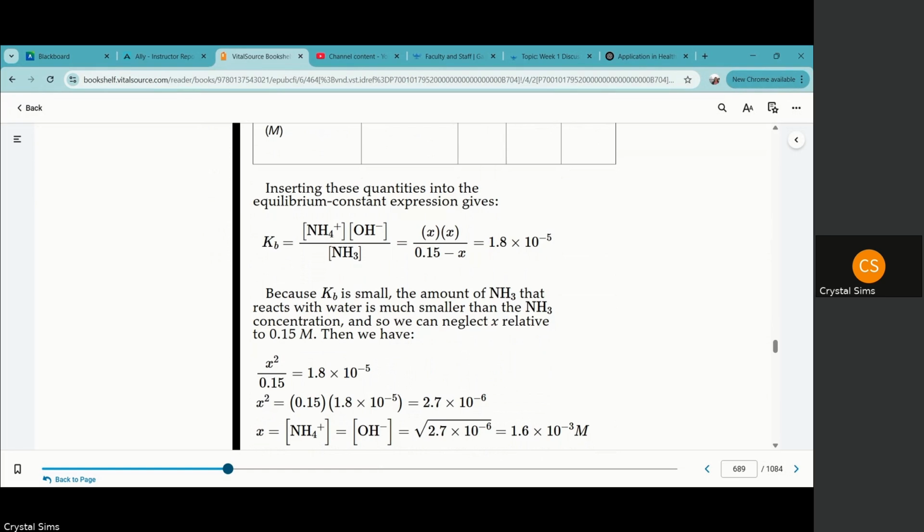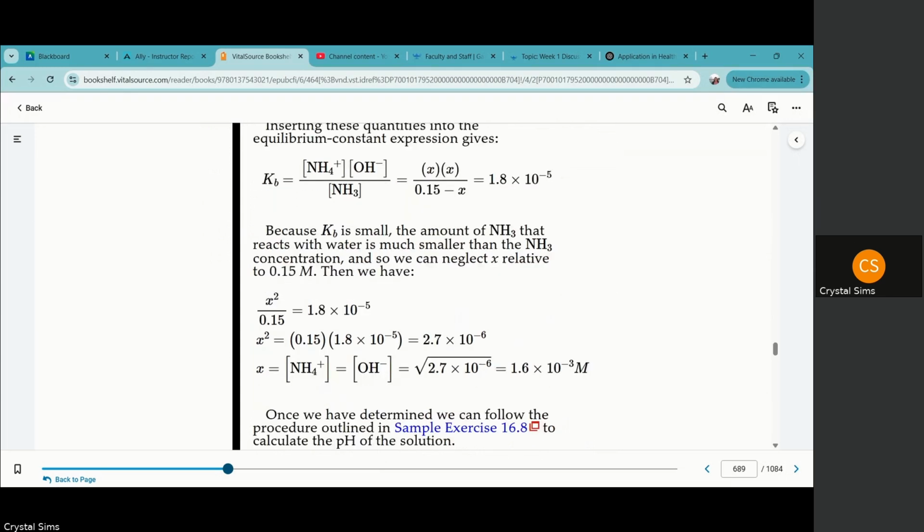And remember, X in this case is our products, and one of those that we're trying to figure out here is the hydroxide ion concentration. So now we've done that. It is 1.6 times 10 to the negative 3. We're just looking at Kb, and we don't have to do pH in this one. So we have solved for the hydroxide ion concentration.